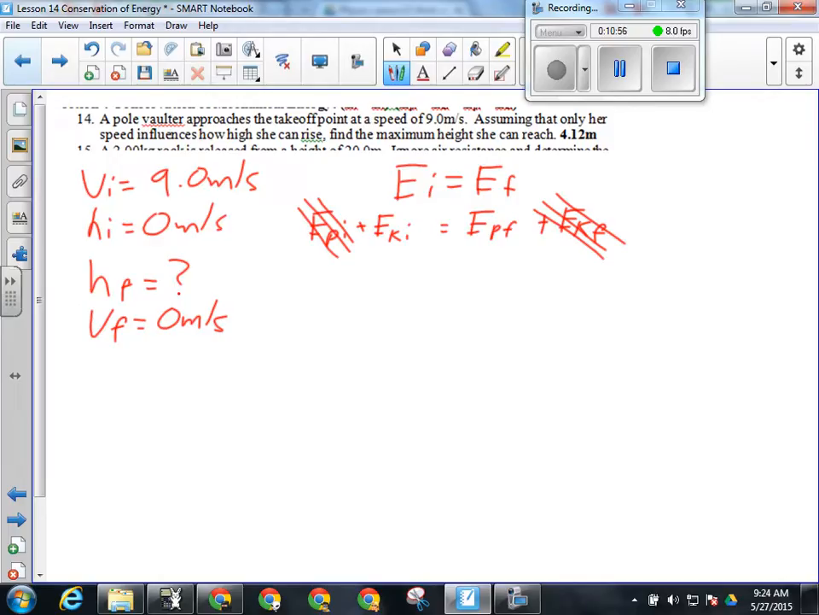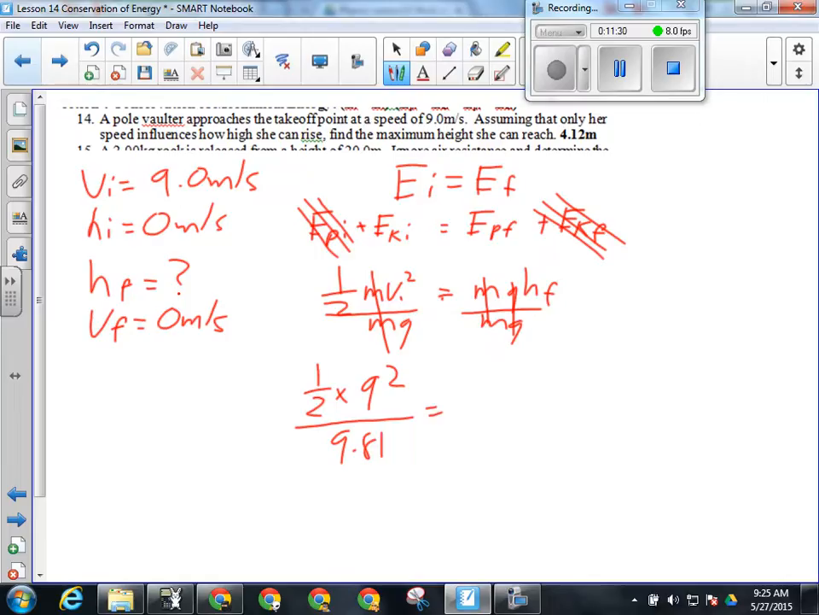Formula for kinetic energy is 1/2 mvi squared. Formula for potential energy is m times g times hf. And I'm looking for hf. How do I get it by itself? Divide by mg. I cancel the m's because they never told me what the pole vaulter's mass was anyway. 1/2 times vi squared divided by g. So 1/2 times 9 squared over 9.81 should give us 4.12 meters, which is a mighty impressive pole vault.